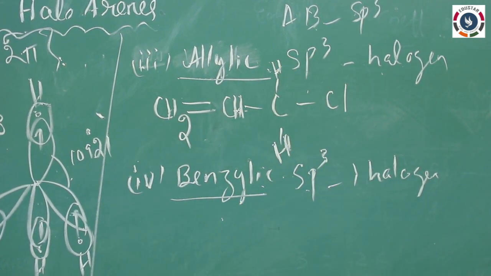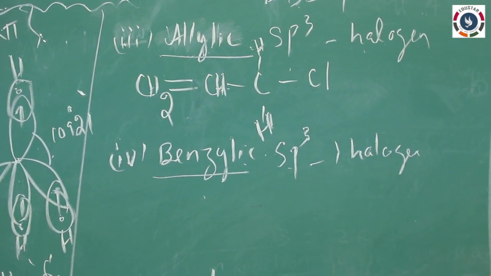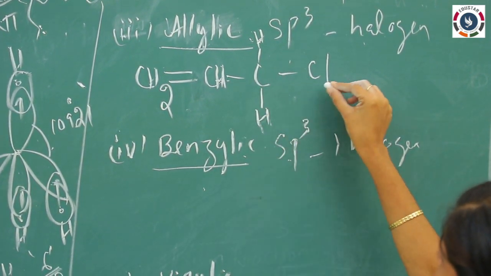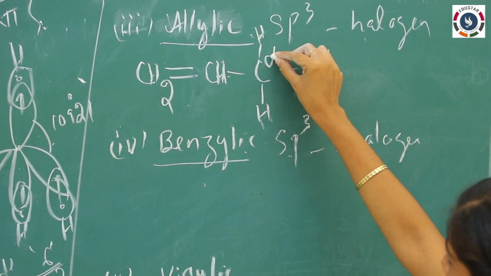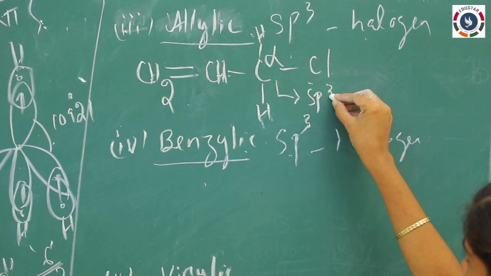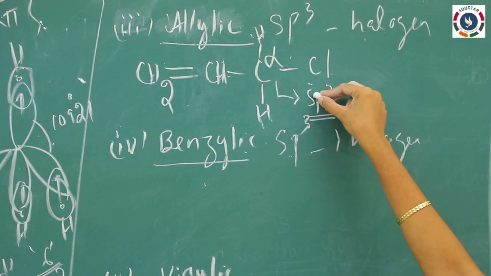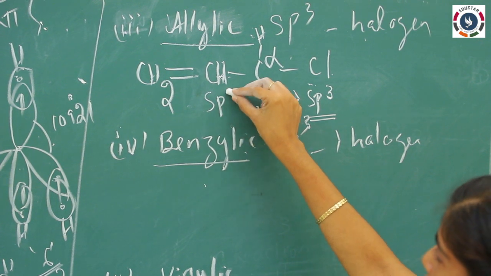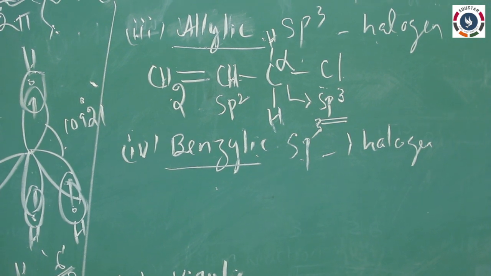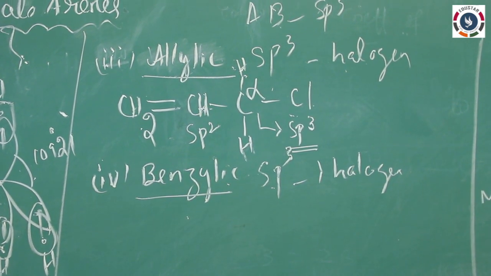This is a small example of an allylic haloalkane. How can we say this is an allylic haloalkane? This is a halogen, and this halogen is attached to an alpha carbon atom, and this alpha carbon atom is an sp3 hybridized carbon atom. This sp3 hybridized carbon atom is attached to an sp2 hybridized carbon atom, or in other words, we can say the alpha carbon atom is attached to a double bond, then it is called allylic.